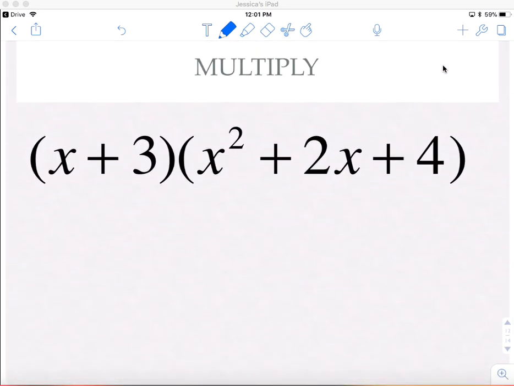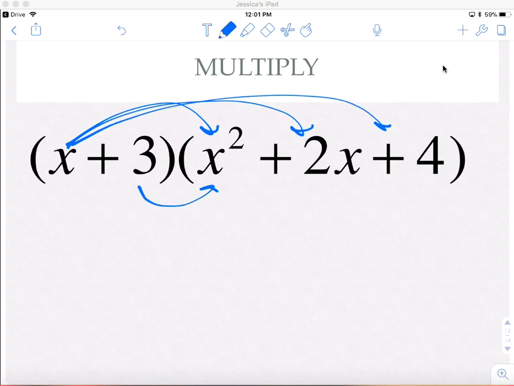All right, for this next one, I have a 2 by 3. So whenever you FOIL this, you're going to distribute the x to all 3 terms, and then you're going to distribute the 3 to all 3 terms. So let's go through this slowly together.